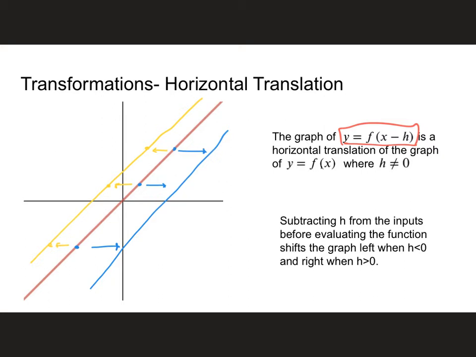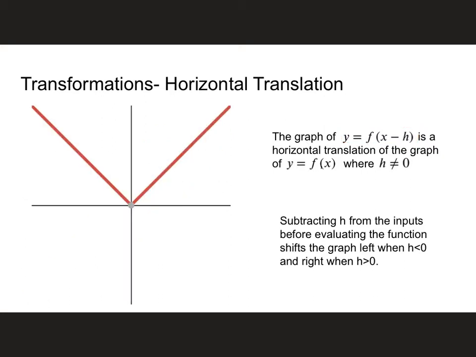So what we're going to do is subtract h from the input values before we evaluate the function. And when we do that, the graph will move left when h is less than 0 and right when h is greater than 0. I'll show you what that means shortly. We can do the same thing with an absolute value graph. It works exactly the same way.